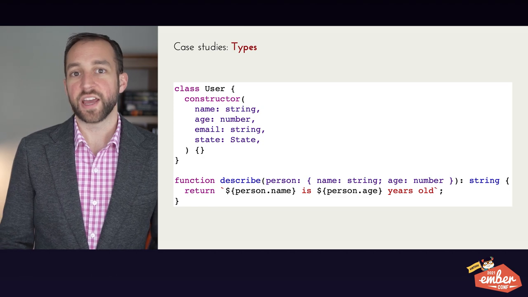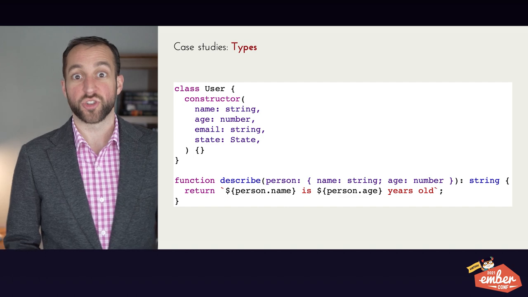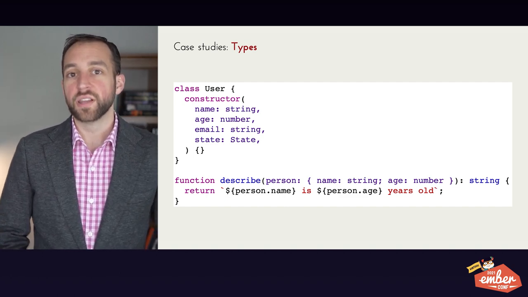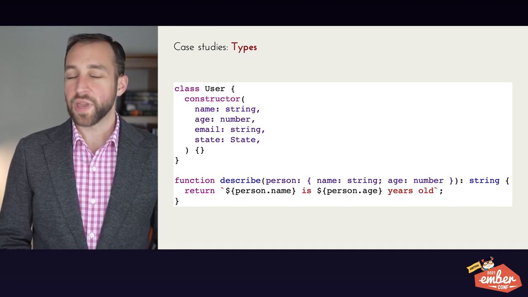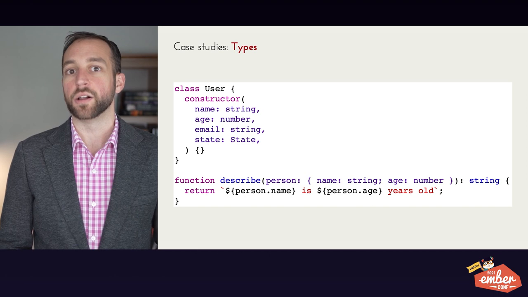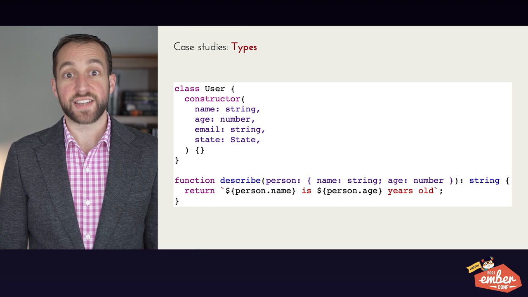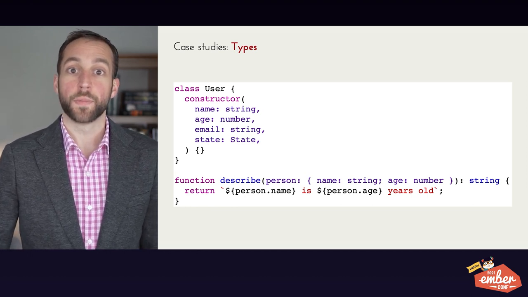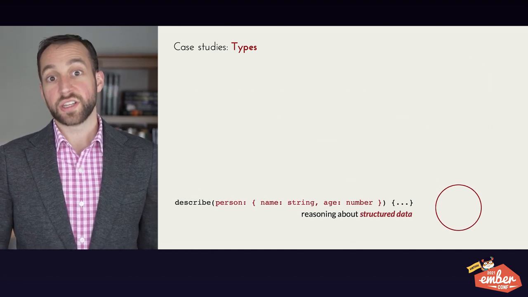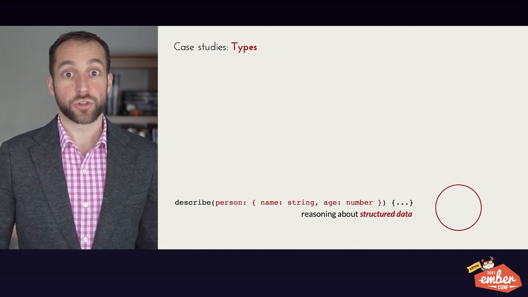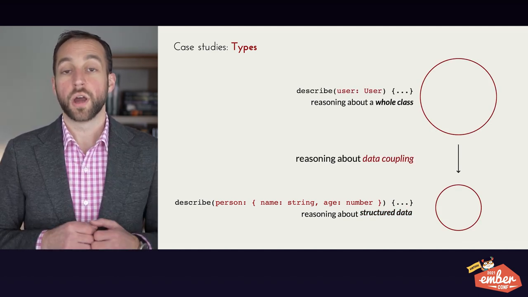By contrast, if I say, hey, this describe function takes any object which has a name and an age, which are a string and a number respectively, now I've eliminated that data coupling. As a caller, I can say, here's a user, because I know that it doesn't depend on the email or the state of residence or anything else. And internally, I'm now protected against accidentally depending on details I didn't mean to. In sum, we've moved from reasoning about a whole class to reasoning about structured data from the user to just those particular things we care about. We've improved our ability to reason locally about data coupling.